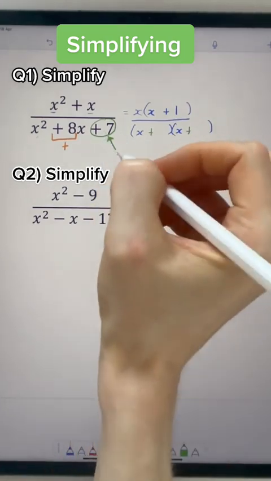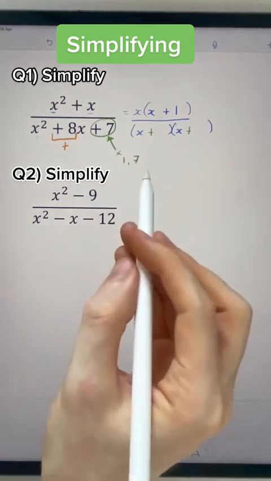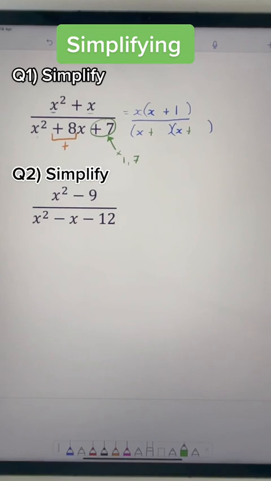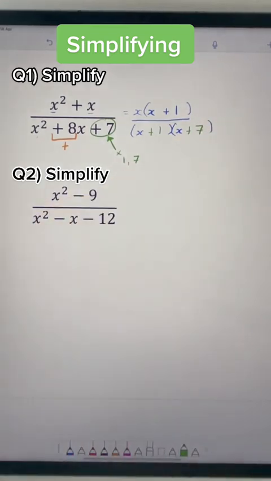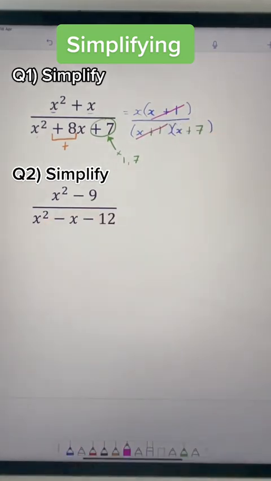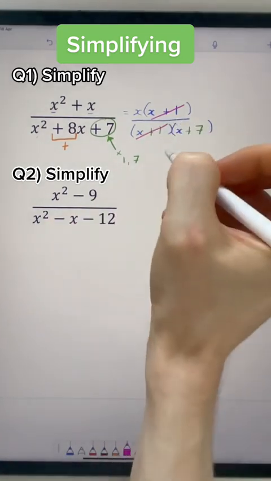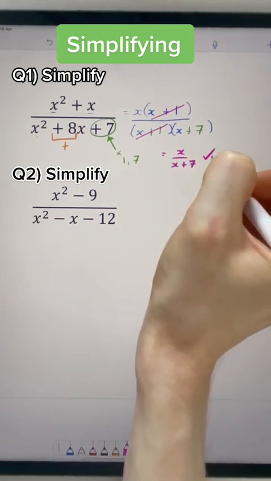The factors of 7 are simply 1 and 7, as 7 is a prime number. And 1 and 7 also add together to give us 8. Therefore, our final answer is x plus 1 and x plus 7 in brackets. Again, as we're simplifying, we now need to cancel common factors. We can see we've got x plus 1 common on the top and the bottom of our fraction. So therefore, we're left with single x on the top over x plus 7 on the bottom.